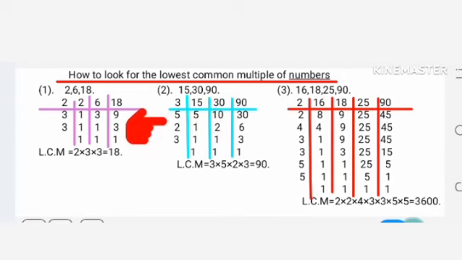Here we have 5, 10 and 30. Is there any number that can go in all of these numbers? Of course there is, and that's 5. So 5 divided by 5 gives you 1. 10 divided by 5 gives you 2. 30 divided by 5 gives you 6. Now we have 1, 2 and 6.